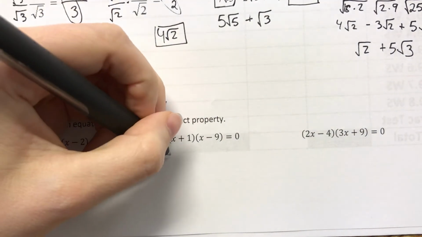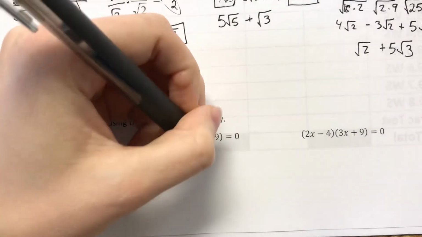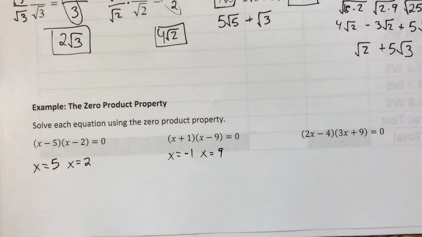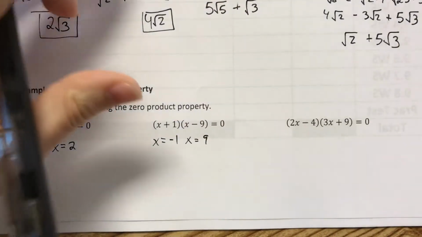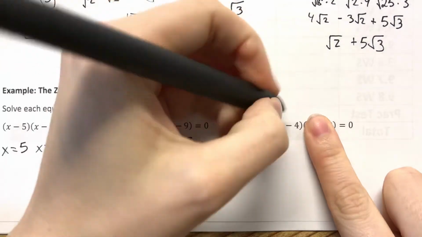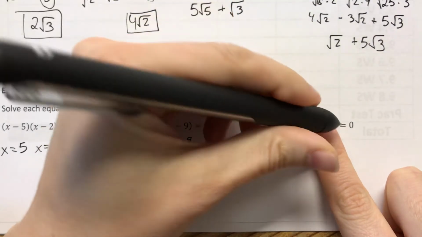Same here, x plus 1, so we have x equals negative 1, and x equals 9, so x equals positive 9. Those would be our two answers. And then over here, we would say, all right, well, 2x minus 4 is going to be equal to what? Or x, in this case, would be equal to what to make it 0?